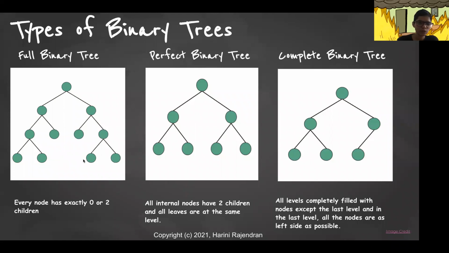Whereas if you take these 2 nodes and connect them to be the children of this node, then all the leaves would be as far left as possible. So if a tree is like that, where all the leaves are as far left as possible and all the other levels are completely filled, then such a tree is called a complete binary tree.